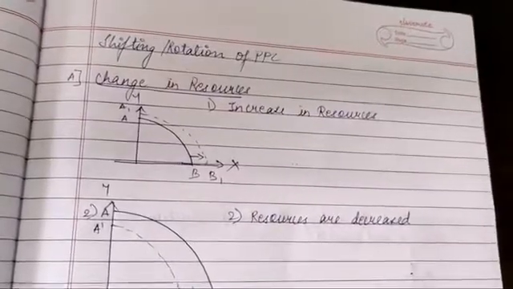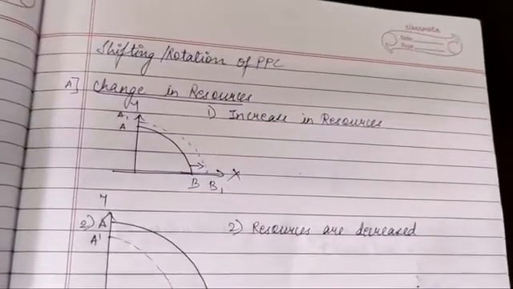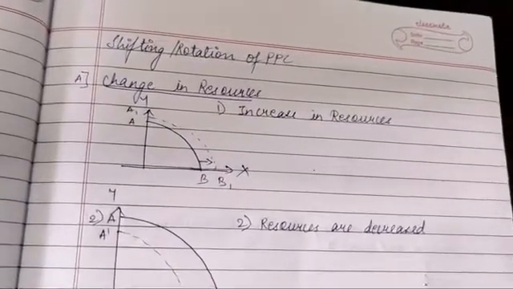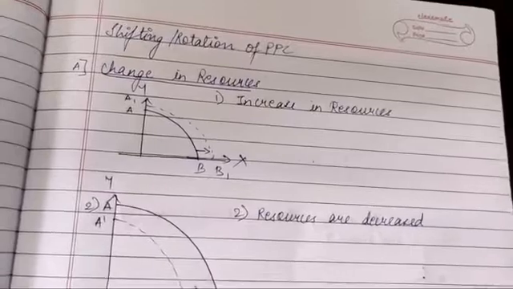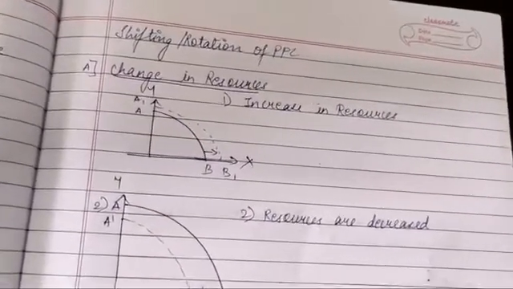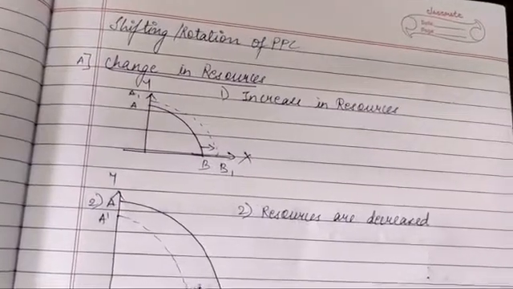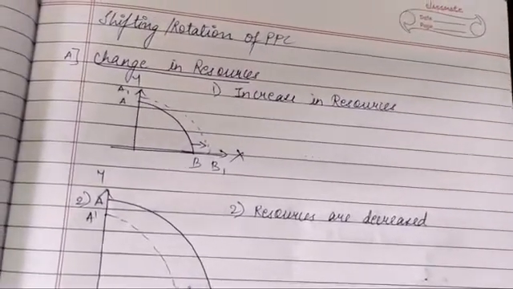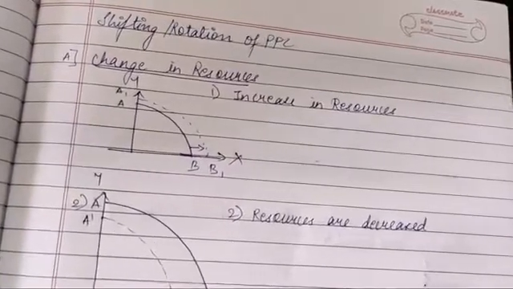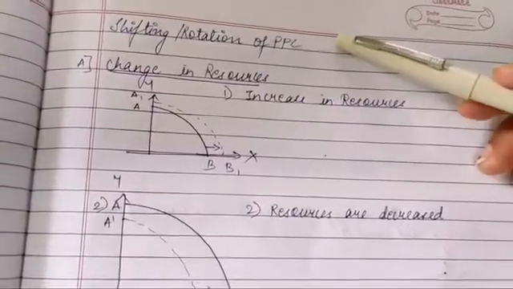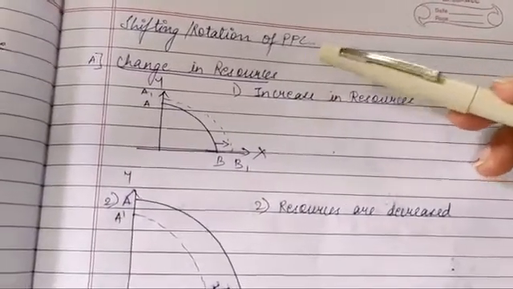Now there are different graphs, so please draw these graphs as you are in class 11 standard. You should know when the graph changes and what type of graph it is, because sometimes in MCQs these graphs are given and they ask you to explain the graph or what the scenario of the graph is. So, proceeding towards the next topic, that is shifting or rotation of the production possibility curve.